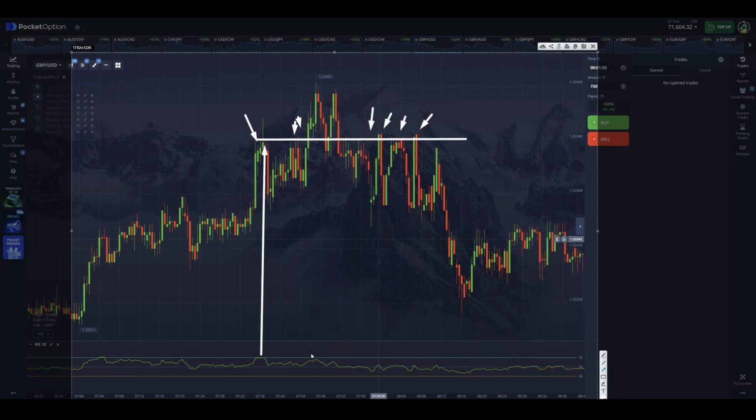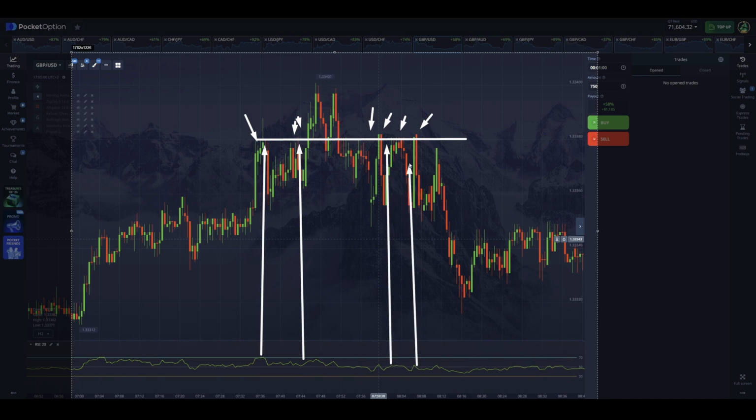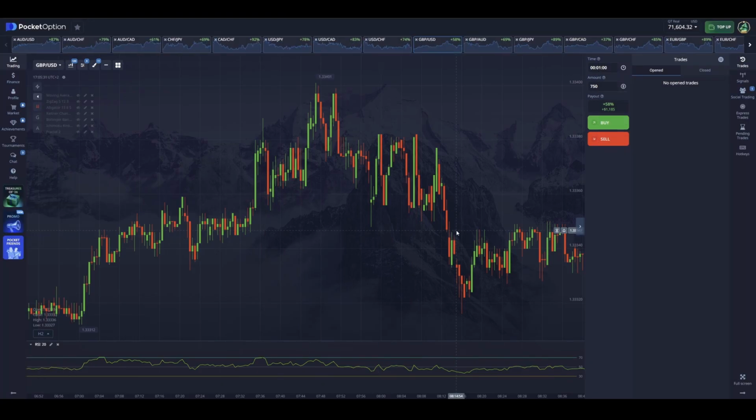Look, here we could have opened a trade. The RSI was at the top. Here too, we could have opened a sell trade. Here as well, we could have opened a trade. And even here, we could have opened a trade. So the higher the RSI, the better our entry point for a downward move will be. So we've covered strategy number 1.